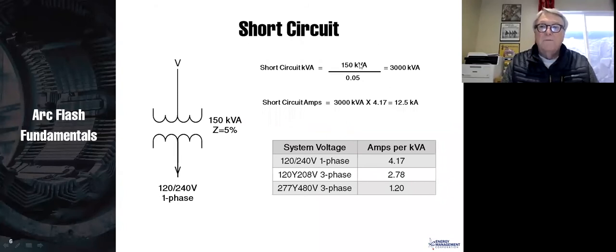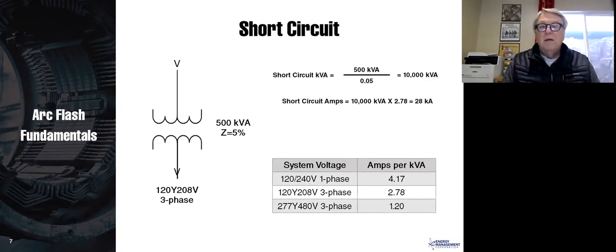So I divide the 150 kVA, which is the continuous kVA, thousands of volt amps, by the impedance, and I get 3000 kVA. So 3000 kVA is the short circuit kVA. And at 240 volts, that's 4.17 amps per kVA. We get 12,000 amps. Let's take another one. Let's choose a 500 kVA, this time at 208 volts. So this is a fairly common transformer at 208 volt. Again, I divide by 5%, get 10,000 kVA, and that ends up being about 28,000 amps.